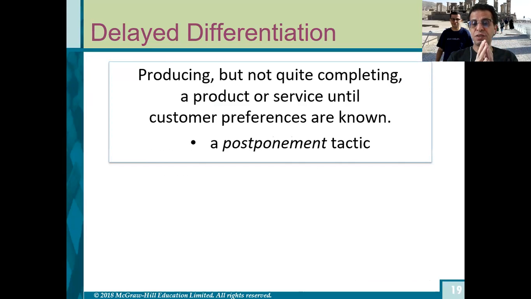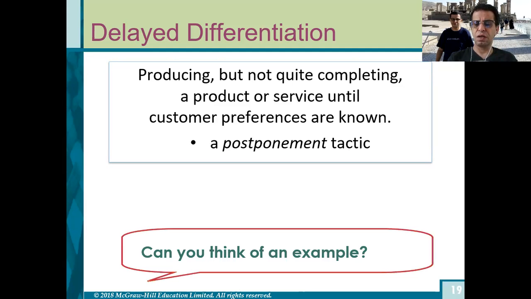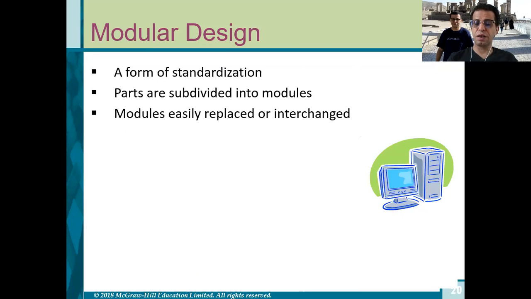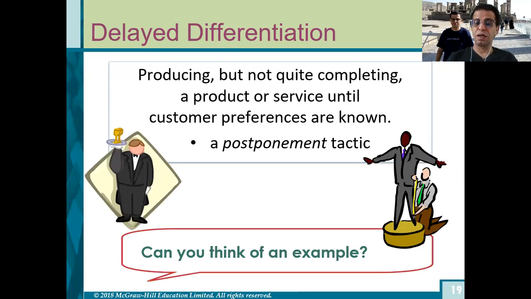In delayed differentiation, we see producing, but not quite completing, a product or a service until the customer preferences are known, a postponement tactic. And that's done to cover this differentiation. You can use agile project management also. So it's not final, you can design them further and further and develop them. That's one example. Tailoring, as you see here, is another example, a kind of customized food that you're looking for.